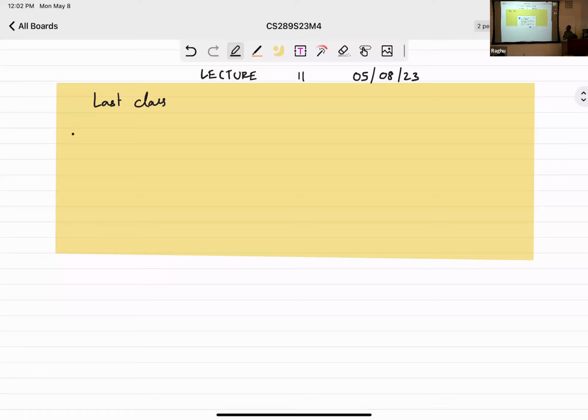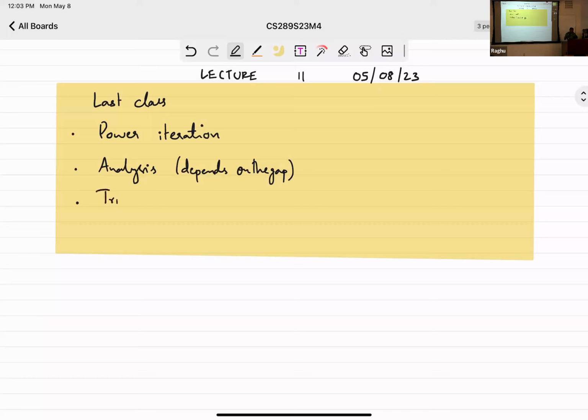Last class, we talked about the power iteration, what kind of guarantees it has, and then the analysis. It said it depends on the gap, right? And then we discussed various tricks and variants around power iteration. Okay.